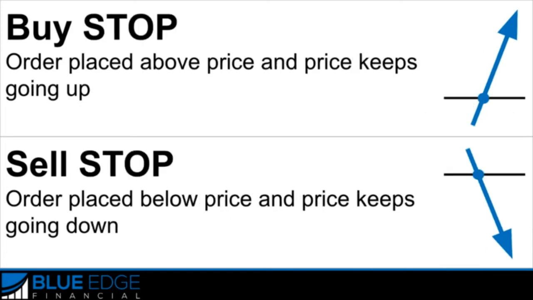The second type of order is called a stop entry order. A stop entry order is an order placed to buy above the market or sell below the market at a certain price. So for example, let's say that the market's currently right here, and once it gets down to this line, then you want to place a sell order because you think it's going to continue to go down.